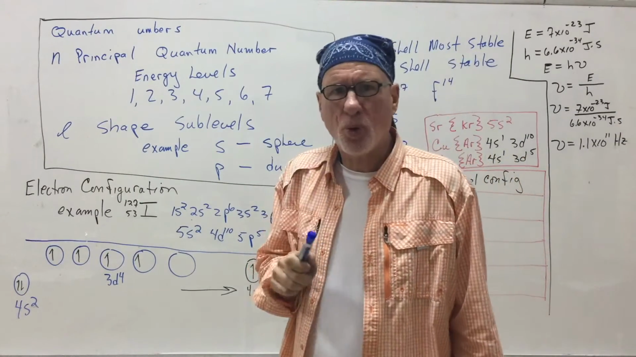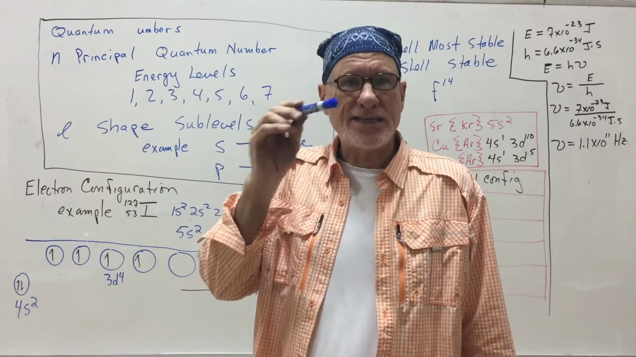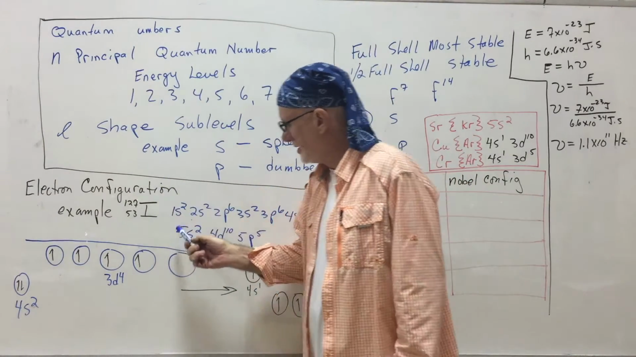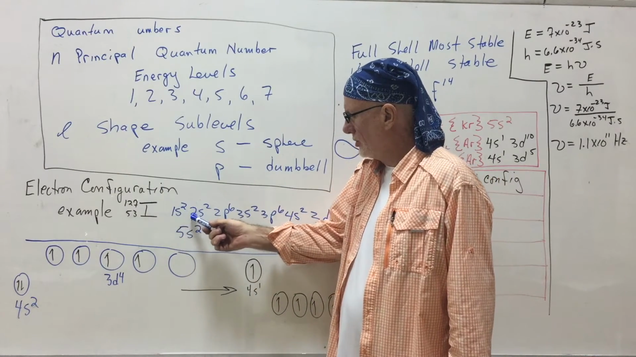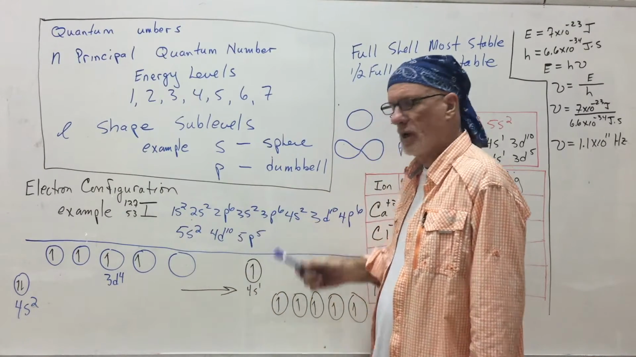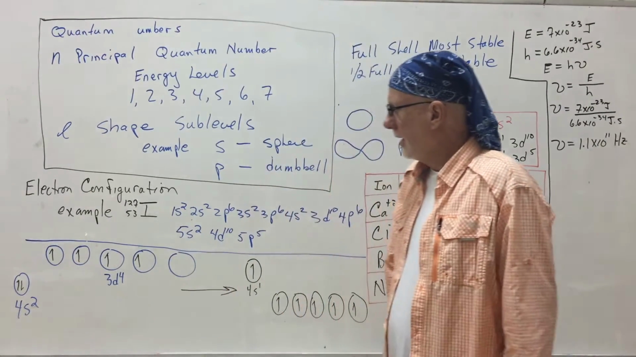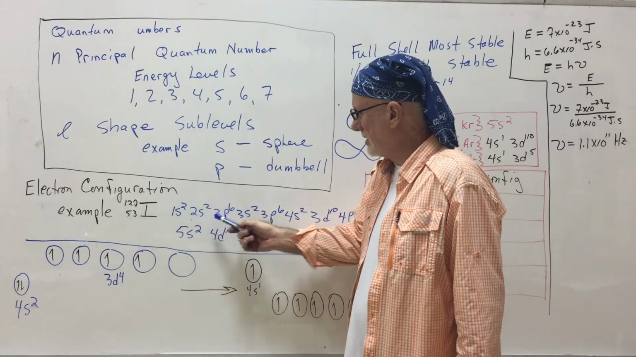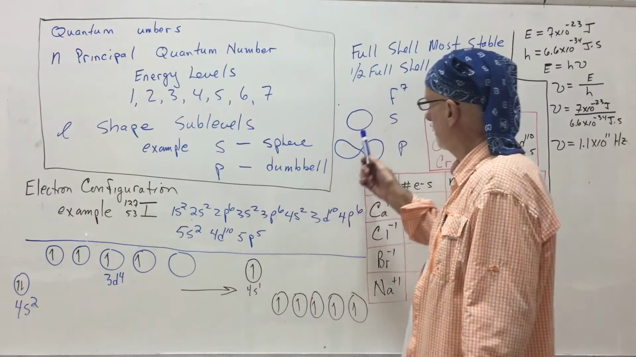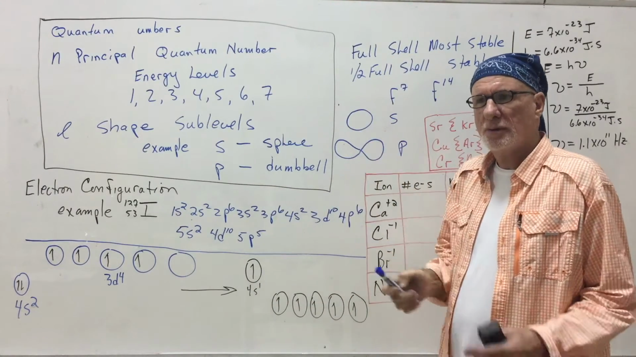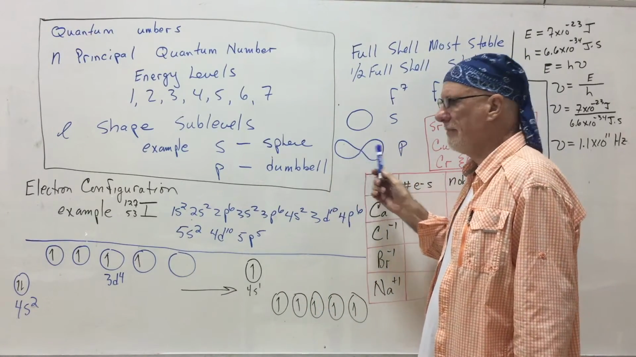But the two most important quantum numbers for your exam will be understanding what N is. That's the energy level. In other words, if this is an electron configuration, 1, 2, 3, 4, that's the principal quantum number. That's the energy level. And this is the L, that's the shape. Now, the shape: S is a sphere, three-dimensional. And the P is like a dumbbell shape.